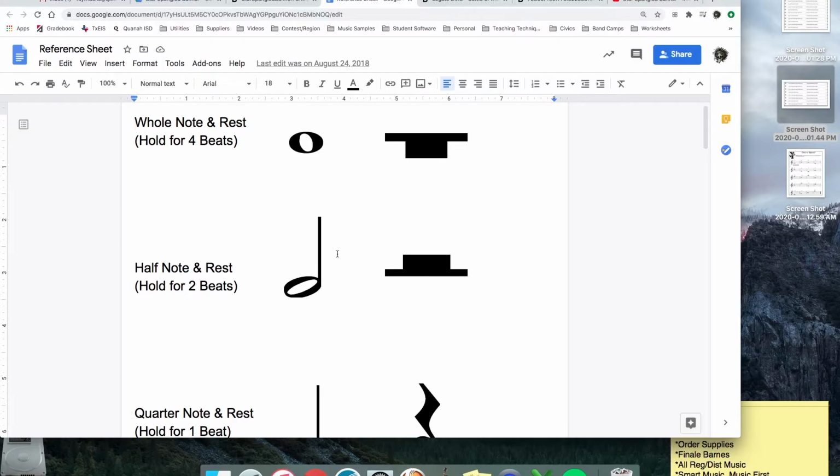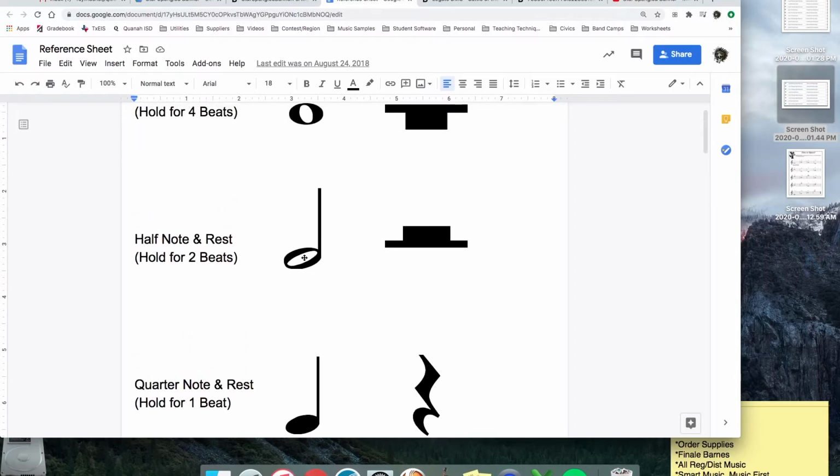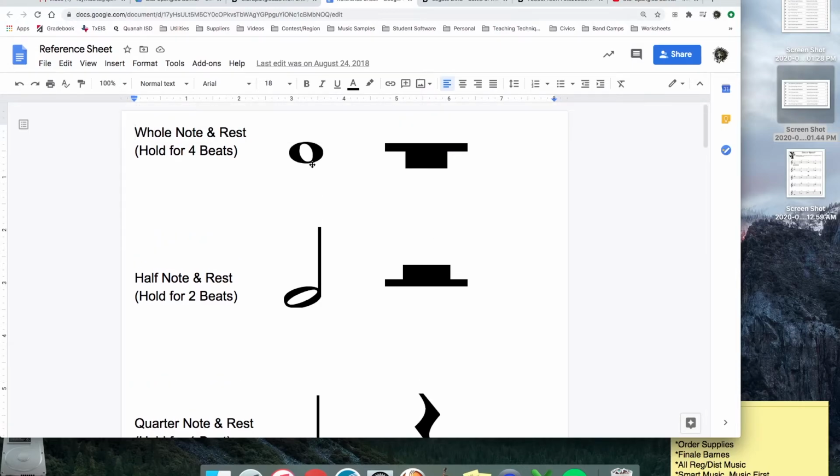What about this one? I said you hold this out for 2 counts, you play it. But if I put this, that means remain silent for 2 beats or 2 counts. What do you think this means? It means be silent for 1 beat. This is called a quarter note. This is called a quarter rest. This is called a half note. This is a half rest. This is a whole note. This is a whole rest.